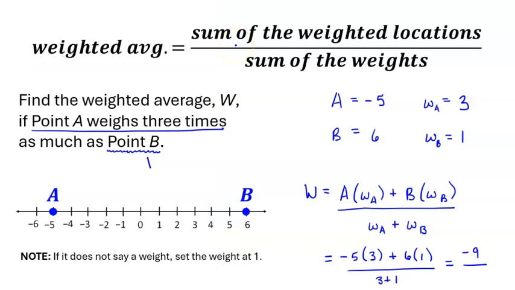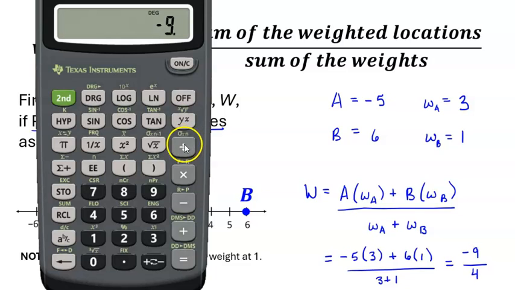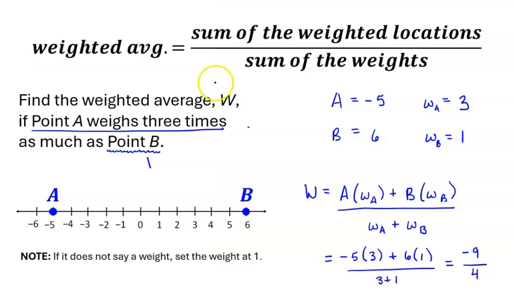And then underneath we have 3 plus 1, and that's going to give us 4. And so negative 9 divided by 4, we can put in here, and we get negative 2.25. If we were to try to reduce this, if I hit second F to D, second ABC, I still get the same thing. So negative 9 over 4, which is the same as negative 2.25.